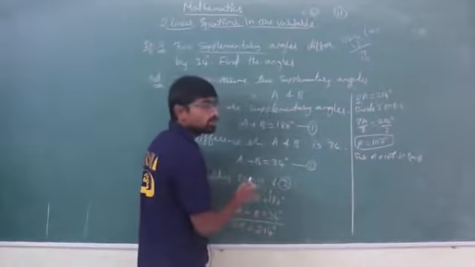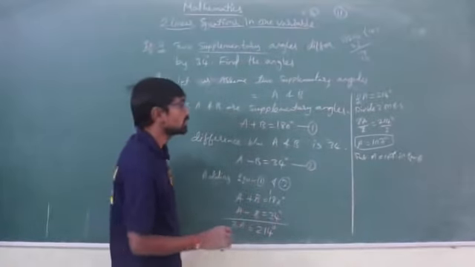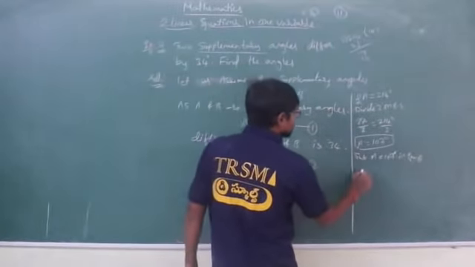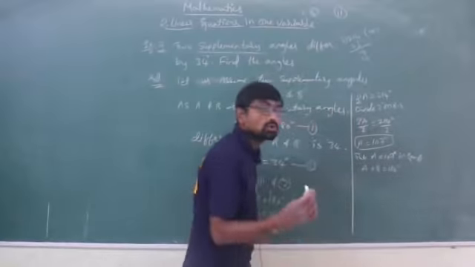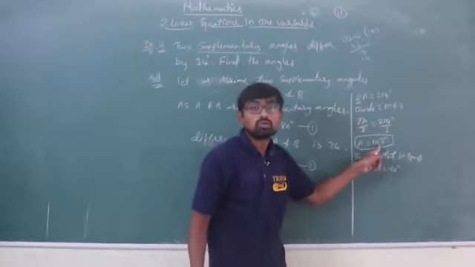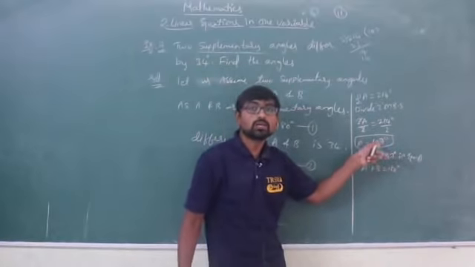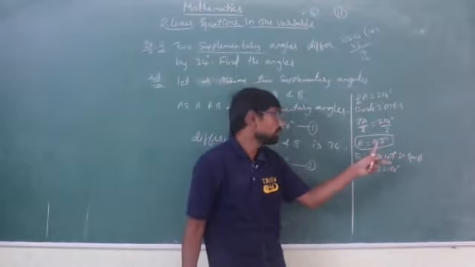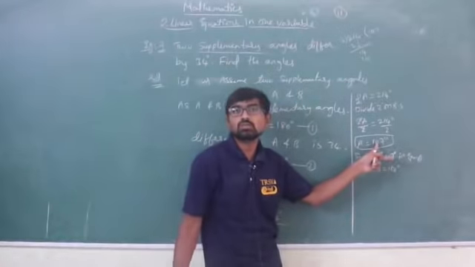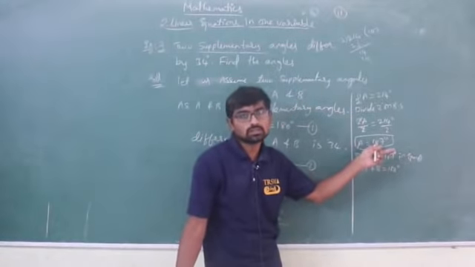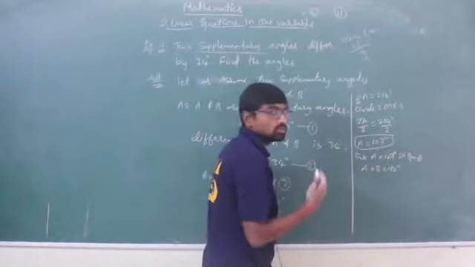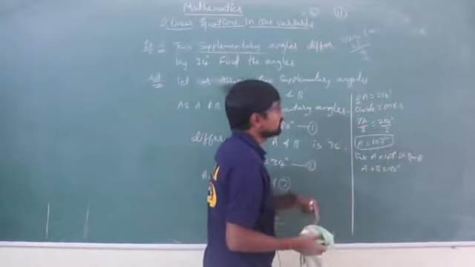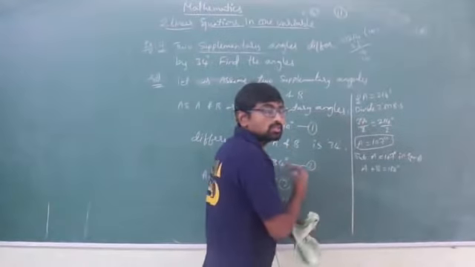Either you can substitute in equation number 2, you will get the same answer. Okay, so what is equation 1? A plus B is equal to 180. One more method: if you add A and B, you will get 180. So from 180, if you remove 107, you will get 73 as the answer, isn't it? Like that also you can, but don't solve directly, solve by using these steps.